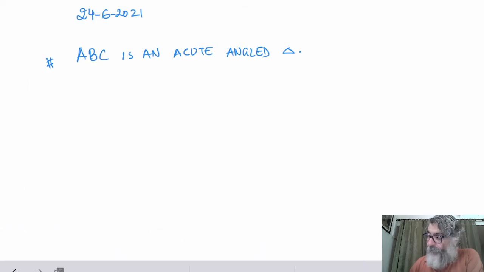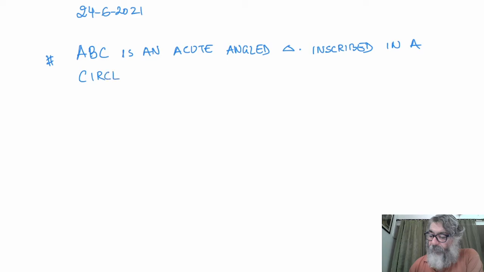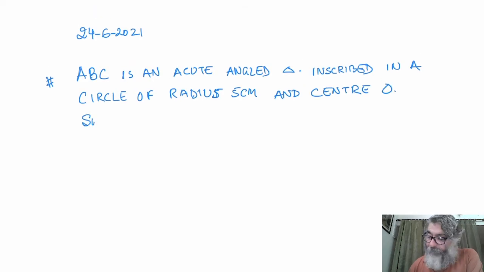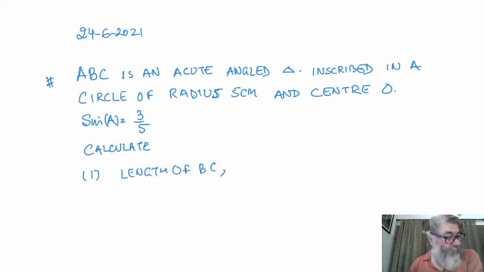ABC is inscribed in a circle of radius 5 centimeter and center O. Sine of angle A is 3 by 5. He says calculate the length of BC.